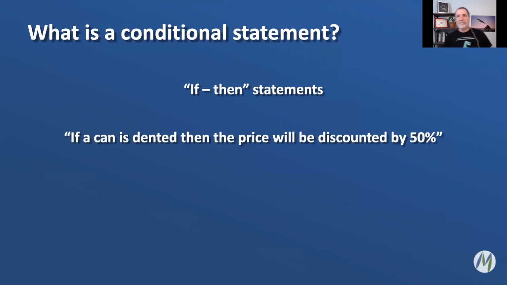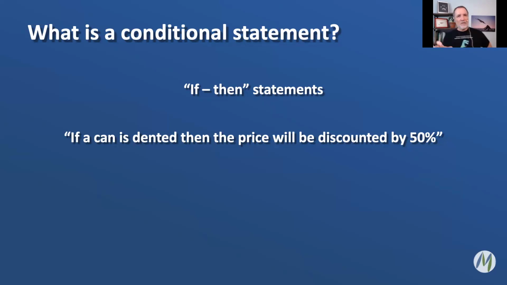So, for example, let's say you're working at one of those discount grocery stores, where everything's really cheap. And maybe you're the manager and you're writing up a list of instructions for employees. And on the instructions, you write, if a can is dented, then the price will be discounted by 50%. So that's a conditional statement. We're saying that any can that is dented will always be discounted by 50%.